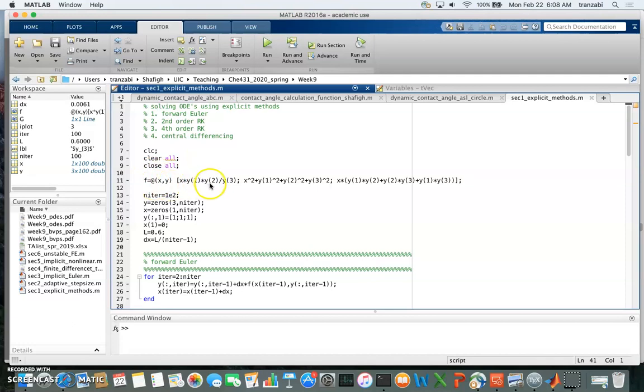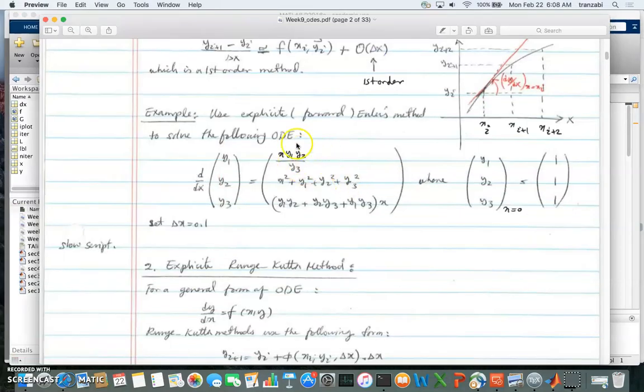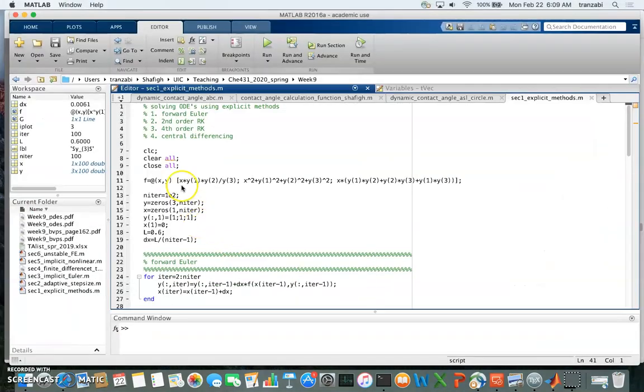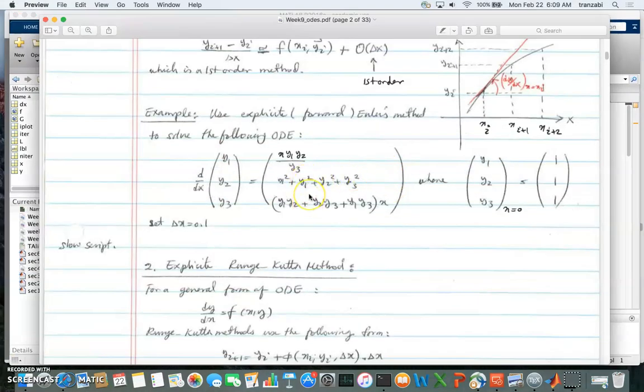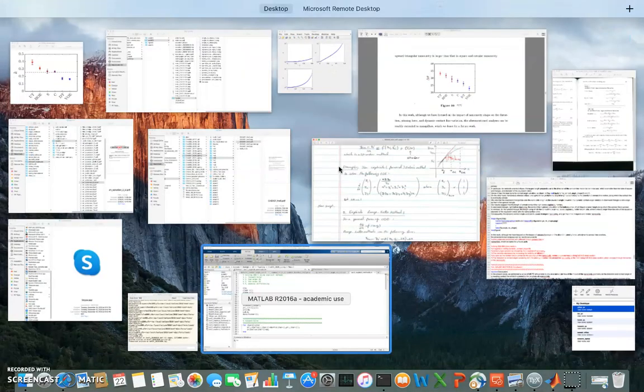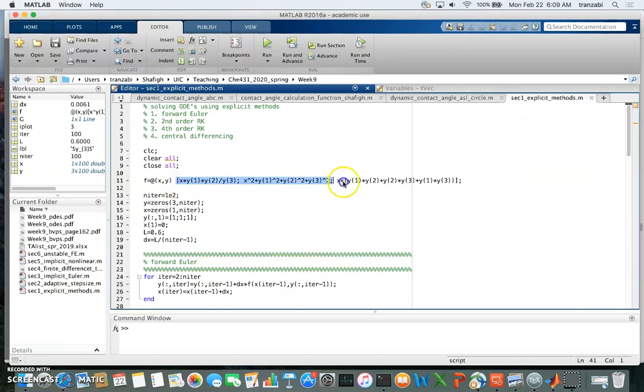In this function we have three elements. The first one is this term, x, y, y1, y2 divided by y3. And that's the same thing, x, y1, y2 divided by y3. And the second and third one are also the same as these two. So this is basically the right-hand side of my f function. So here's the right-hand side. Basically, I just lump them into this f as a function of x and y.